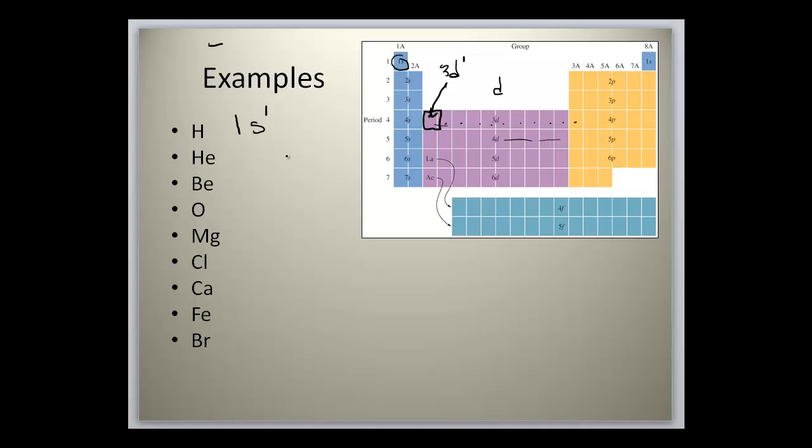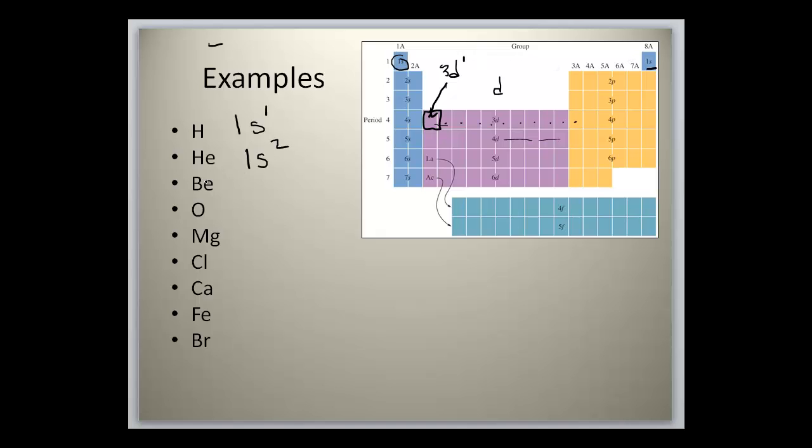In fact, what you should do is turn off the vodcast now, try to write these electron configurations, and then turn it back on and listen to the answers. Okay, so I assume you did that, so let's go through the answers. So helium is located there, so that's 1s2.